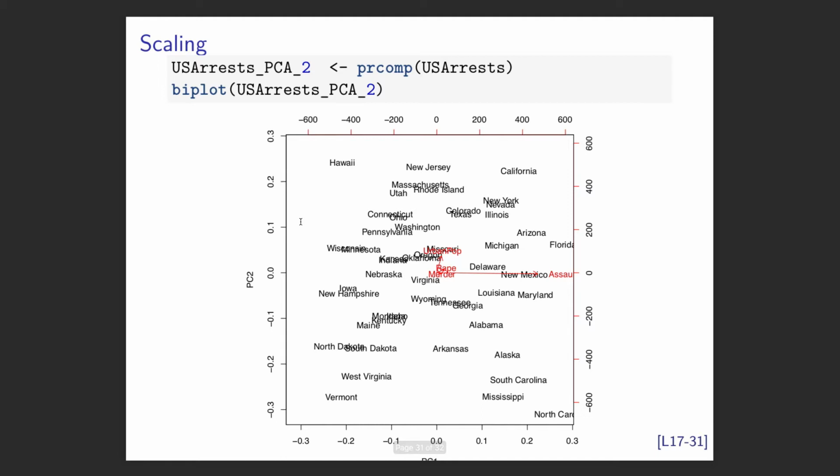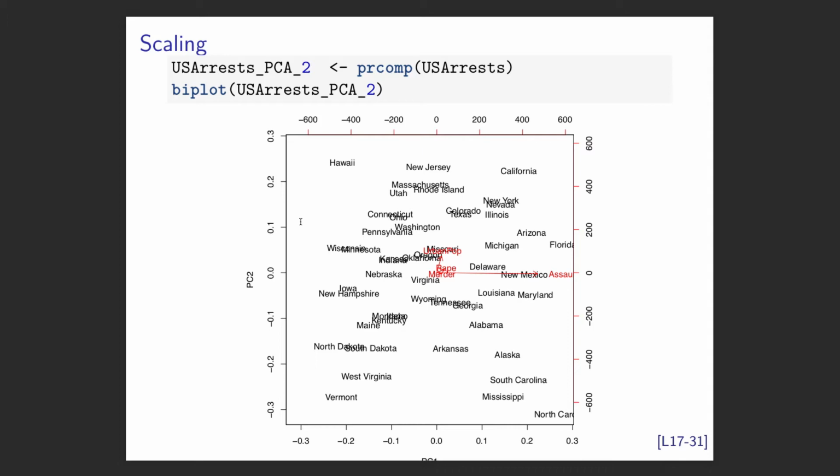I mentioned the scaling. What I've done here is I've repeated the US arrest ones, but I did scale this time. Remember we had that huge variability? Now you see it dominates. When it comes to PC1, it's all about assault. That's the main thing that is basically controlling PC1. And you lose that sort of pattern.